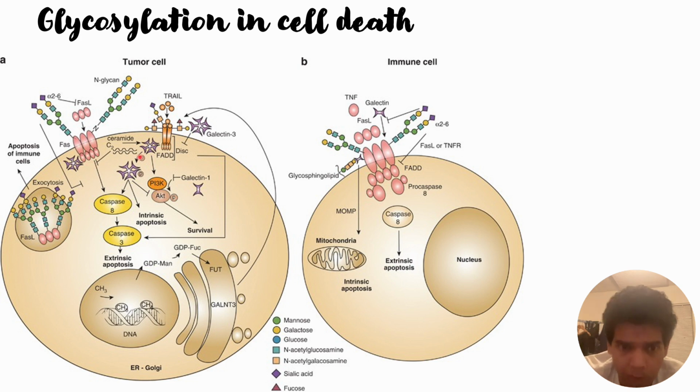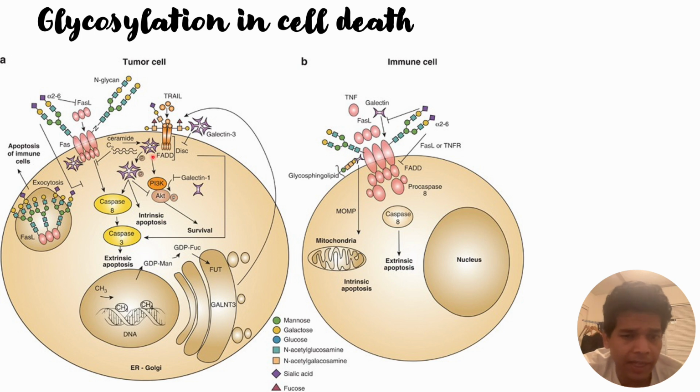However, the aberrant glycosylation in TRAIL has a different function. One of the functions is that with the help of extracellular galectin 3, it will trigger apoptosis by forming the FADD DISC complex, and that will trigger the activation of caspase 3. It will trigger extrinsic apoptosis. And intracellular galectin 1 will also trigger apoptosis by disrupting PI3K phosphorylation. Thereby the survival of the tumor cells will get disrupted.